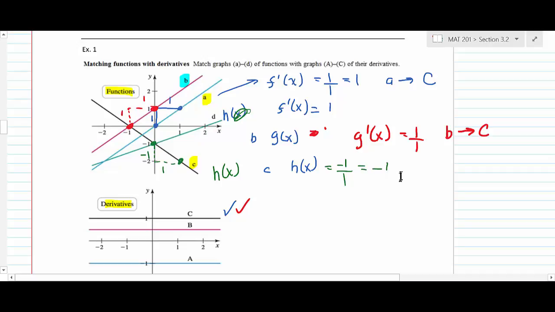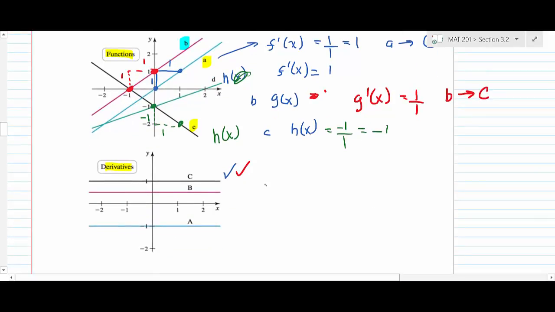So what does that match? That's A. Good. So this function C is going to match the graph of A, because that's the line y equals negative 1. This one right here is really y equals 1. So that's how that goes. Guys, is that making sense?